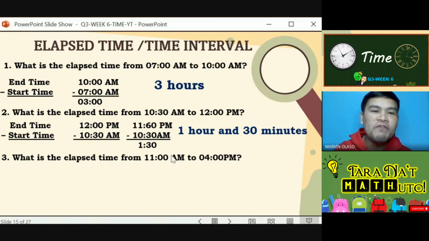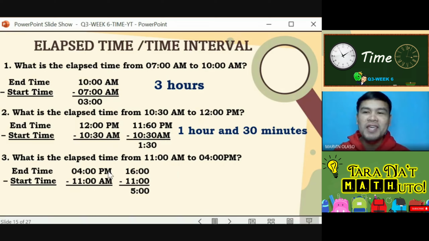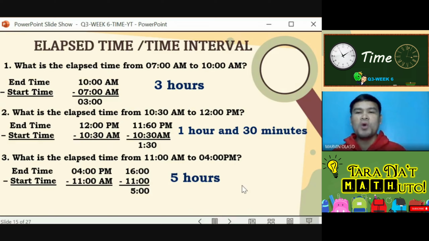What is the elapsed time from 11 a.m. to 4 p.m.? Again, end time minus start time. So, we have 4 o'clock p.m. minus 11 o'clock a.m. Since it cannot be subtracted again, so anong ginawa natin dyan? Convert natin yung ating 4 o'clock to 24-hour format, which is equal to 1,600 hours. So we can now subtract to 11. So 16 minus 11, obviously it's 5. Therefore, the elapsed time from 11 a.m. to 4 o'clock p.m. is 5 hours.